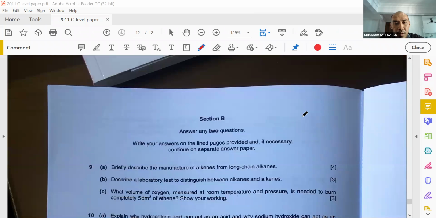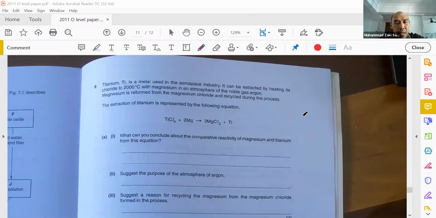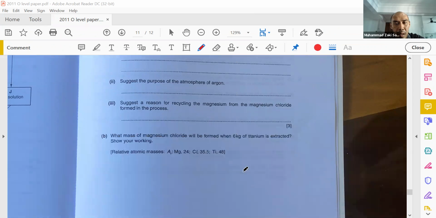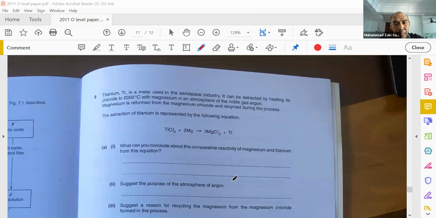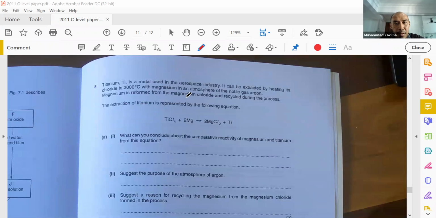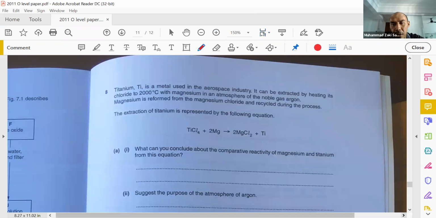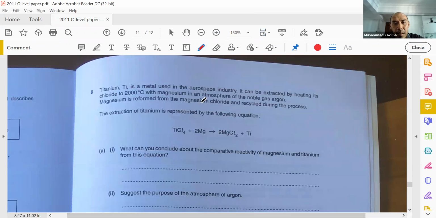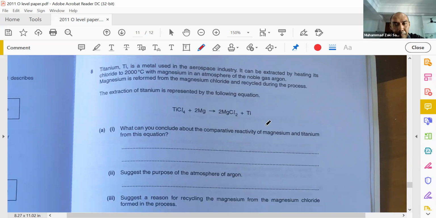Okay, you still have a few more here. This is the last question. This is about extraction of metals and also the mole concept. Good practice. So titanium is a metal used in the aerospace industry, and it can be extracted by heating its chloride with magnesium in an atmosphere of a noble gas, argon. So magnesium is reformed from magnesium chloride and recycled during the process. So now look at this equation carefully. You have titanium chloride and magnesium giving you magnesium chloride plus titanium.